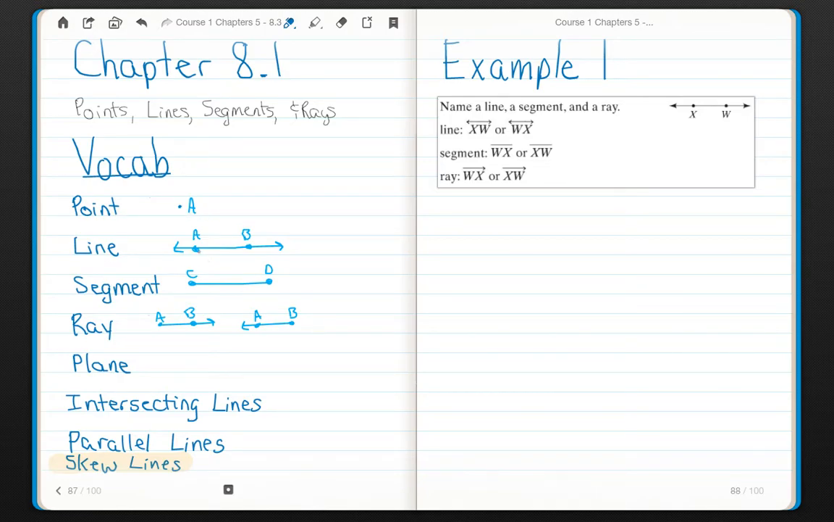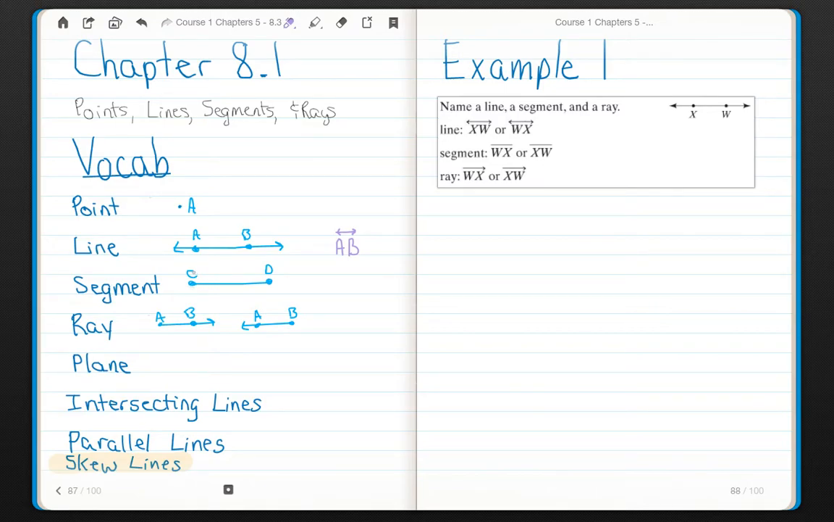A line connects 2 points, and a line keeps going on forever in both directions. We would label this line as line AB with a symbol above it, a line with 2 small arrows, one on each end. So this indicates that this is a line connecting points A and B, and it goes on forever in both directions.